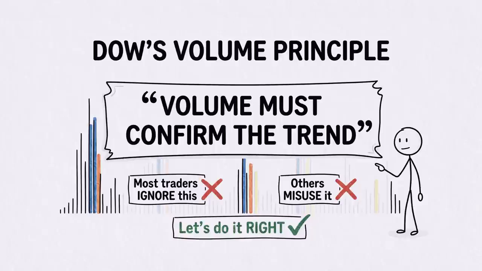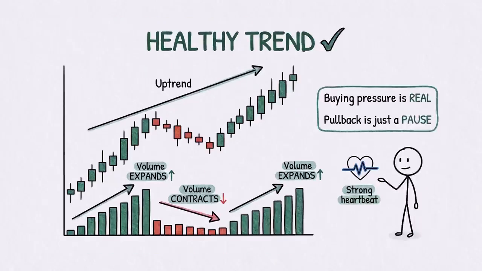Volume must confirm the trend. Here's what that means in practice. In a healthy uptrend, volume should expand when price moves up, the impulse, and contract when price pulls back, the correction. This tells you that the buying pressure is real and the pullback is just a pause, not a reversal.